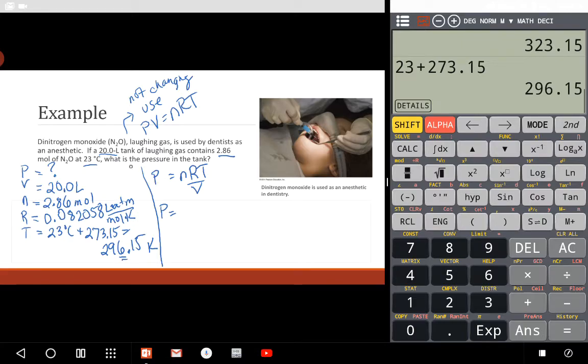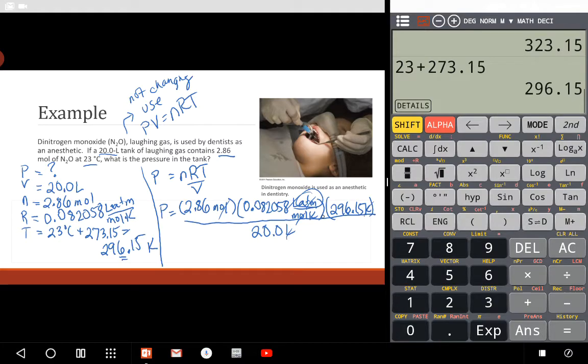So now I can plug in my numbers. That's 2.86 moles. R is 0.082058 liter atmospheres per mole Kelvin. And then my temperature was 296.15 Kelvin. And then my denominator is my volume, which is 20 liters. So that mole cancels with that mole. That atmosphere doesn't cancel with anything. That liter cancels with that liter. Kelvin cancels with Kelvin. My answer will be in atmospheres.